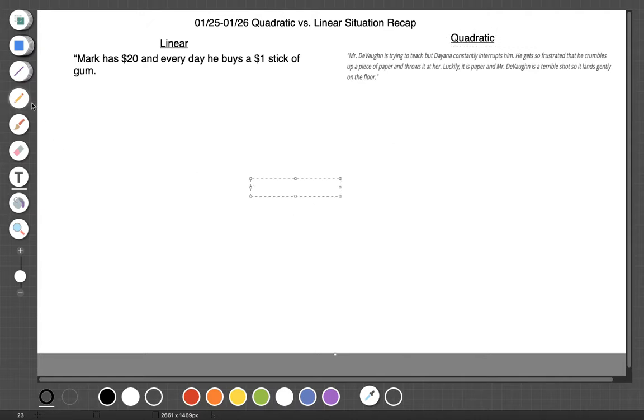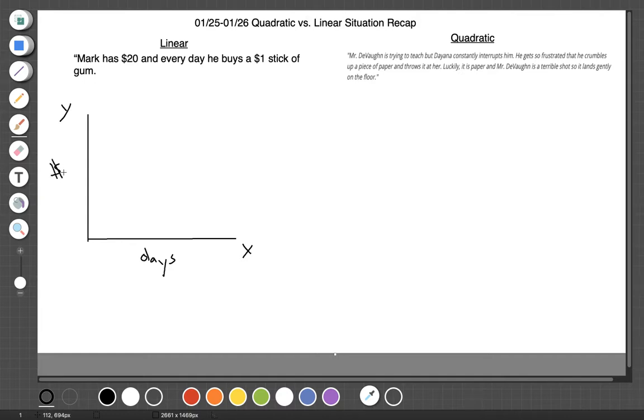Okay. So the second part asks you to graph both of these. Now it says to sketch a graph. Whenever it says to sketch, it just means that you don't need to be super precise. So I know that I'm going to need an x and a y axis, just like I always do. And it does ask you to label the x and the y axis, but you don't need to put the numbers. You just need to label the units. So if he has $20 and every day he buys one stick of gum, well, that means my days are going to be my x, and how much money I have is going to be my y.